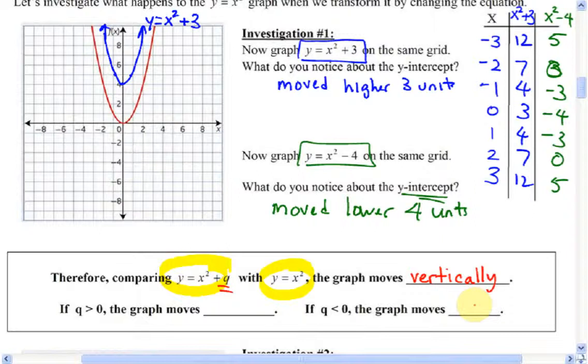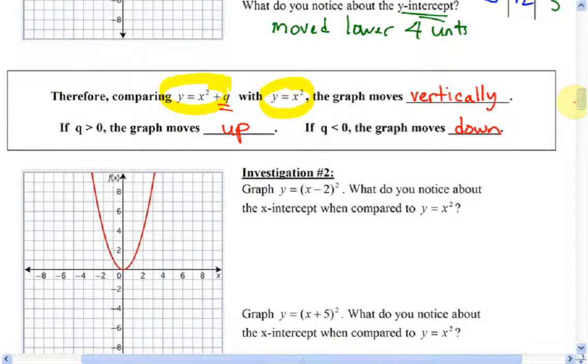What happens if q is bigger than 0? It goes up. What happens if q is less than 0? It goes down. Good. It's in a box. It's important. That's the first type of shift that I want you to understand. I'd like you now to move on to the next one. I'd like you to graph these two functions now. And I'm going to help you with this one.